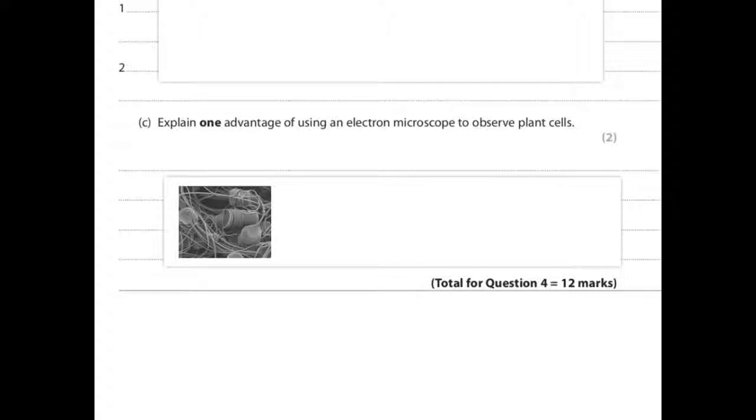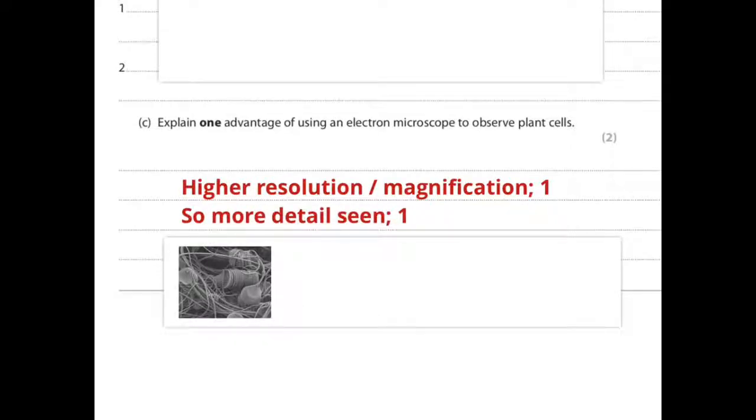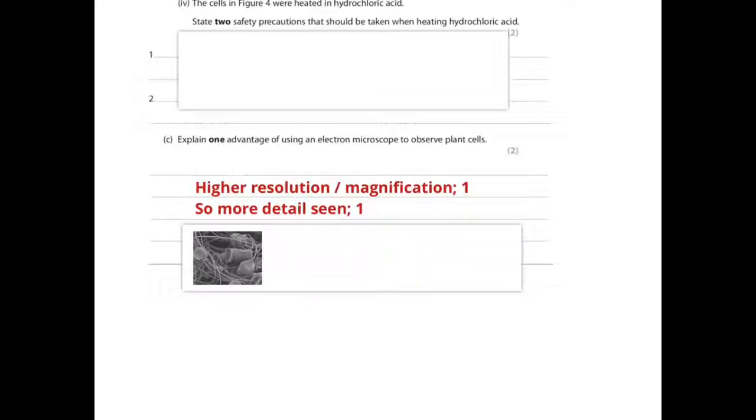So you could say either higher resolution or higher magnification for one mark. That's stating the actual difference, and then you have to give the advantage for it, which is so more detail is seen. Remember, 2 marks, so 1 mark for stating the difference and the other mark for giving the reason for that difference, the advantage of that difference.